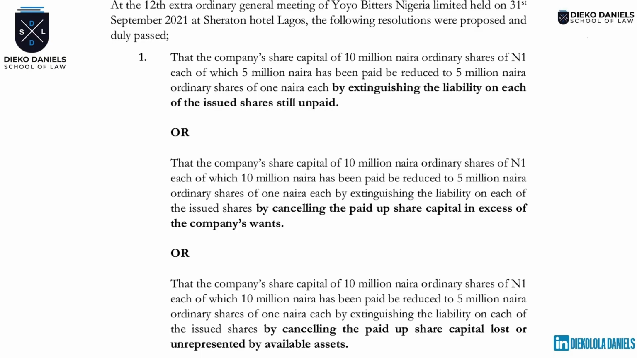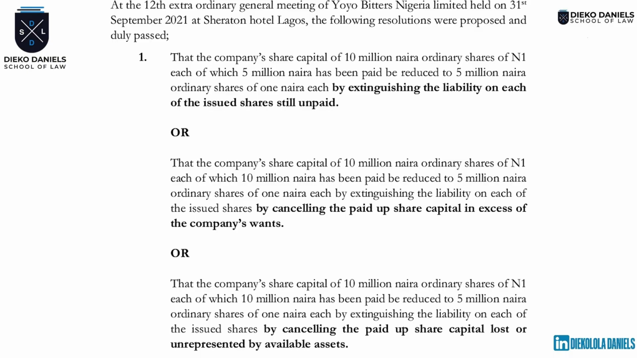Number 3 says that the company's share capital of 10 million naira ordinary shares of 1 naira each, of which 10 million naira has been paid for, be reduced to 5 million naira ordinary shares of 1 naira each by extinguishing the liability on each of the issued shares by cancelling the paid up share capital lost or unrepresented by available assets. Let us read the B section. It says, either with or without extinguishing or reducing liability on any of its shares, cancel any paid up share capital which is lost or unrepresented by assets.